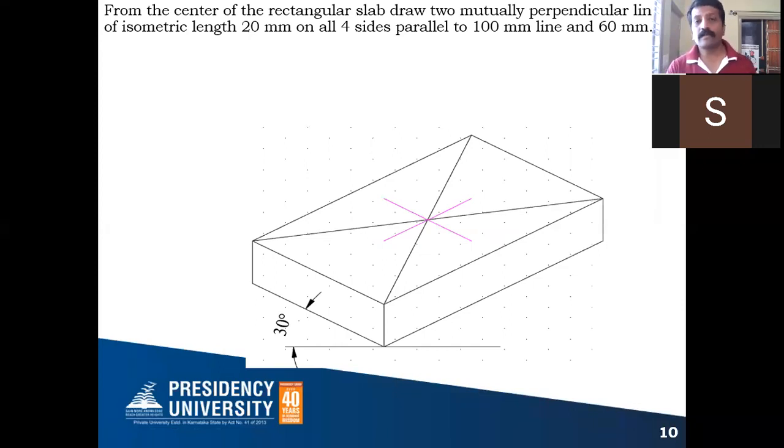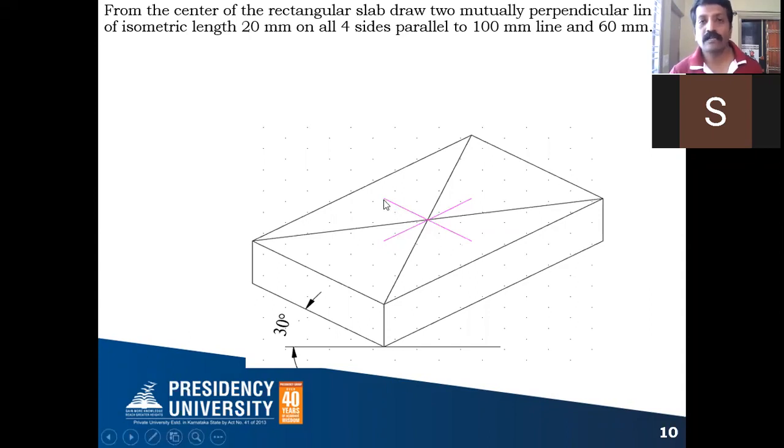Correct? The 40 millimeter means from the center, on both sides I should get 20. Since it is a square, from this center and the parallel lines you have drawn, on all the sides mark isometric 20 millimeter. Mark isometric 20 millimeter here, here, here, and here, with the help of the compass. That is what I have done here.